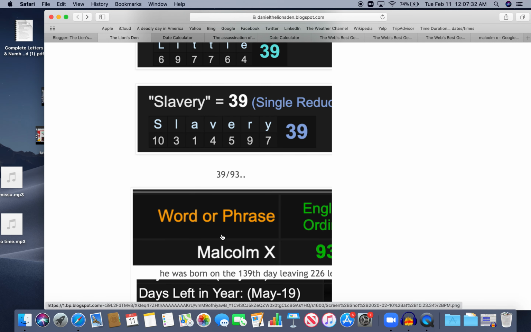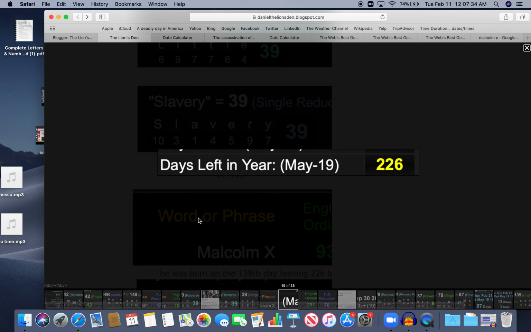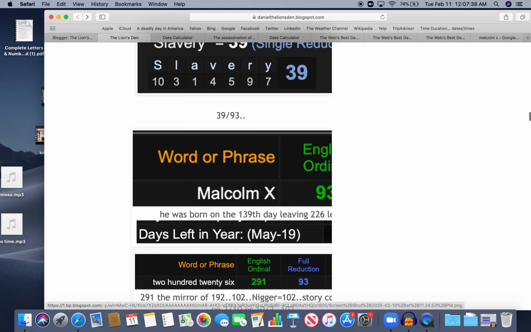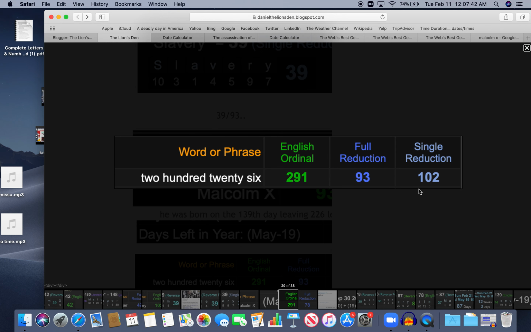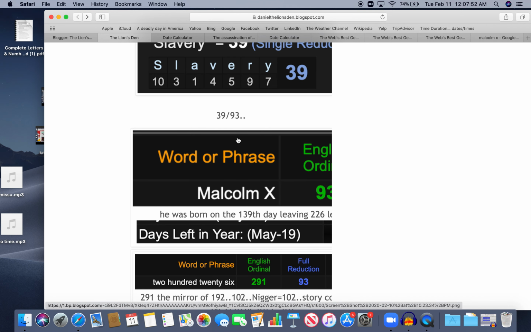So he was born on the 139th day, leaving 226 remaining. If you write out 226, it equals 93. Also 102, we were talking about 102 before. This happened on 10/2 or 2/10. And 291, the reflection of 192. His name equals 192.